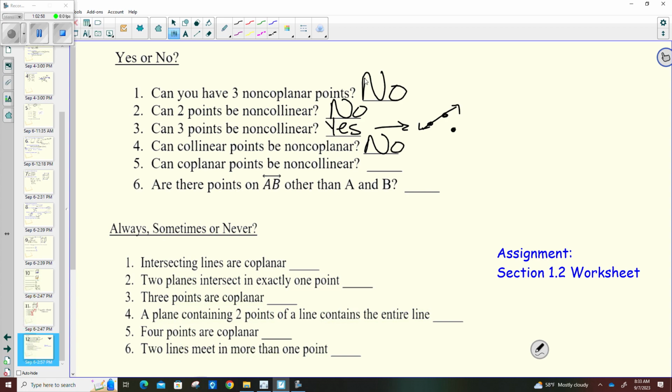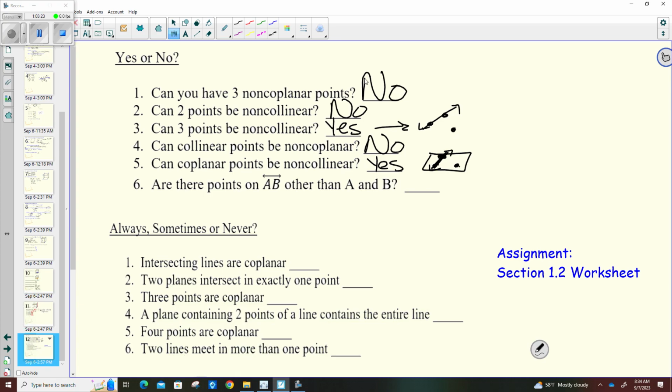All right, can coplanar points be non-collinear? Can points be in the same flat surface, but not on the same line? Yes. You think about how we drew the original. We did this. These can be on the same line, but that one's non-collinear.